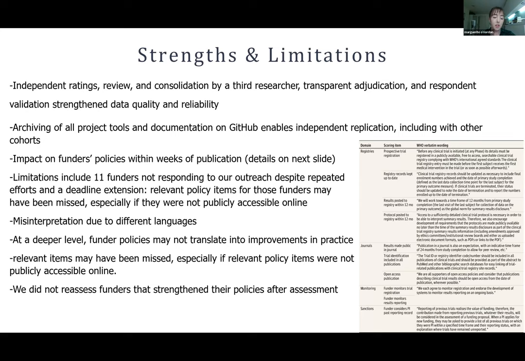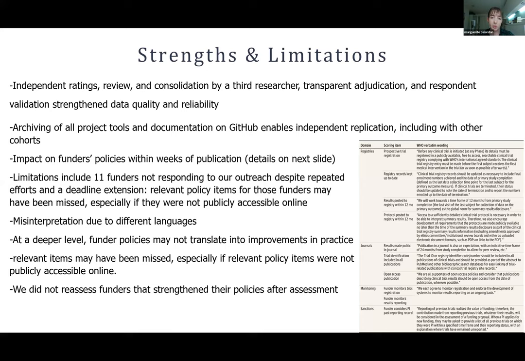In terms of strengths, of course, it's independent ratings, the review and consolidation by a third person, along with the adjudication, which was carried out by Tilt Brunkner, along with, of course, the outreach process, so respondent validation. This overall will strengthen your data quality and reliability. Also, we archived all the project tools and documentations on GitHub, so this enables the independent application, including with any other future cohorts. So as I mentioned, the European cohort was a replication in this instance. So I did look at the GitHub of the previous study, which was very useful. So that's something to keep in mind if you're going to replicate something like this.